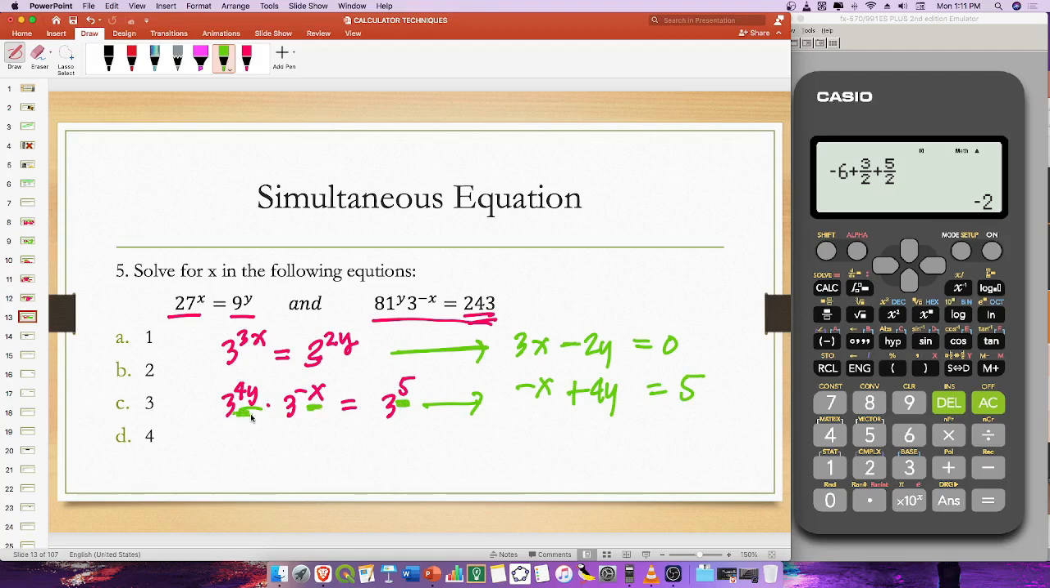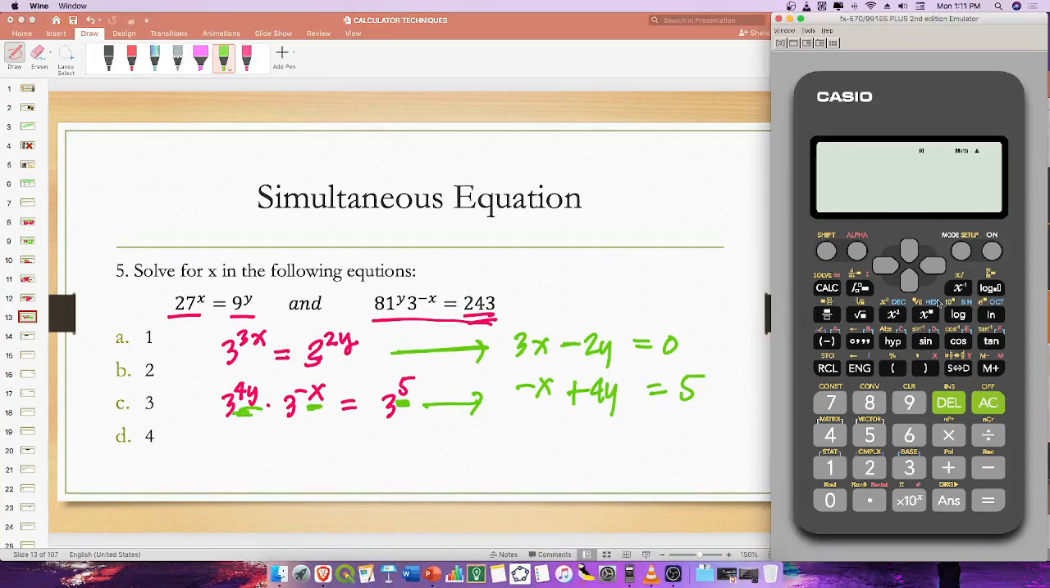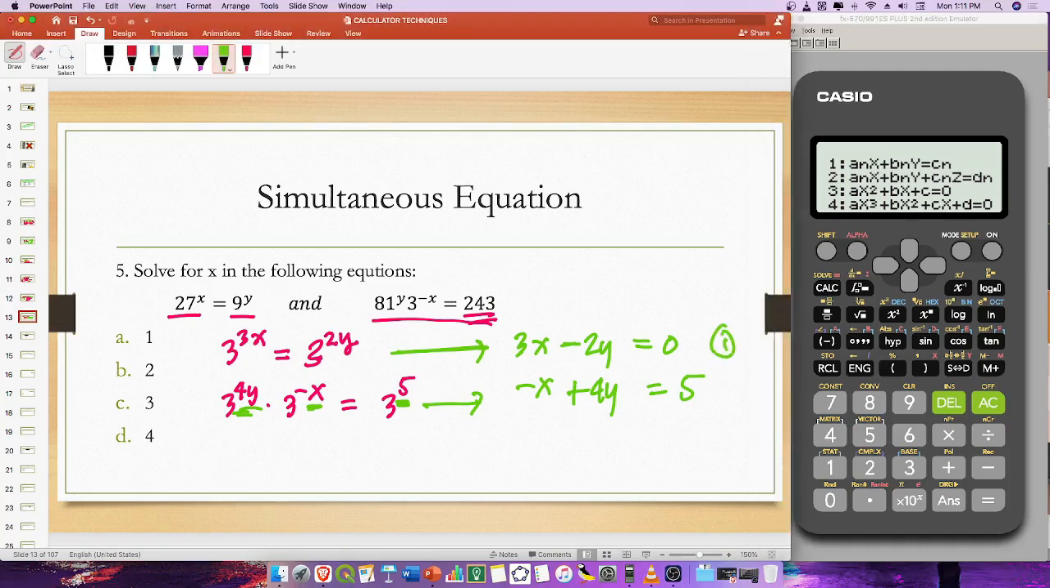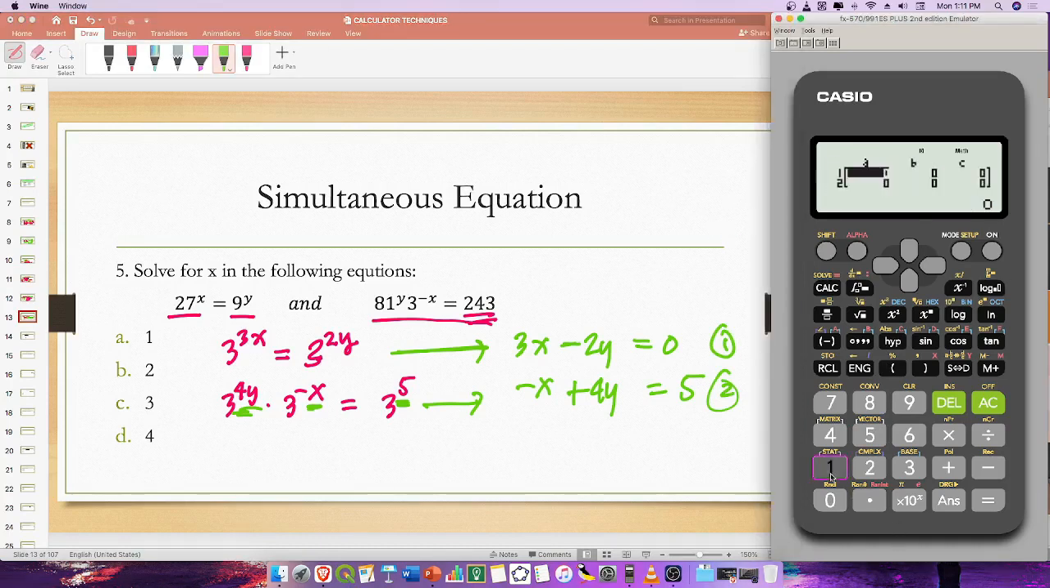Now, using a calculator, you can use the mode equation. Go to your calculator, select mode, look for equation, that's 5. Choose how many variables are present there. In this case, we have two equations, equation 1 and equation 2, so we also have two variables. So we will select 2 here.